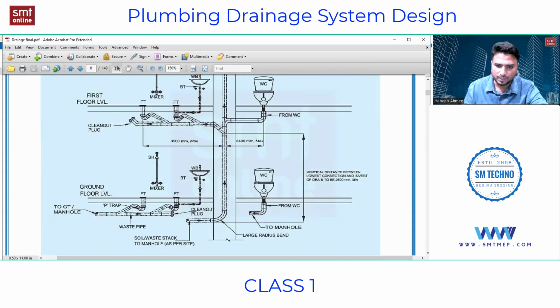Okay. So it is recommended that the distance should be 2500 mm or 2.5 meters. If it is there, then you can connect this WC or these fixtures into the stack, or else you should not connect. Then these fixtures should be connected directly to the manhole. You can see here, to the GT and to the manhole, that is the gully trap or the manhole.